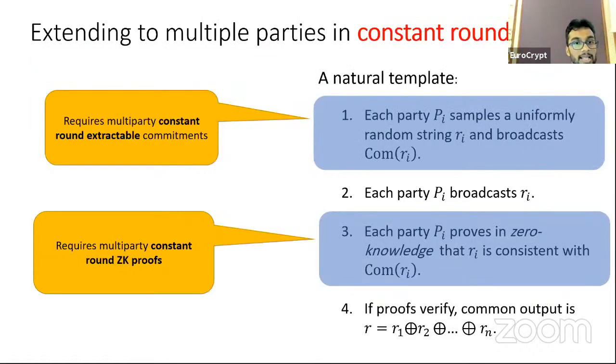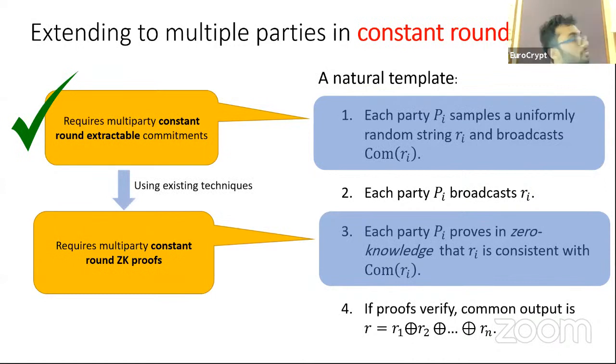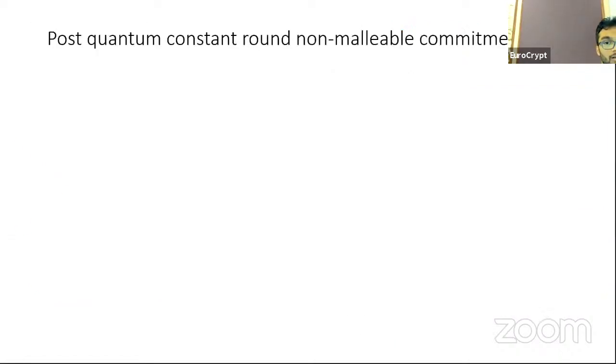Yeah, so this helps us finally construct this constant round multi-party extractable commitment secure against quantum adversaries. And using existing techniques, we can directly use extractable commitments to construct constant round zero knowledge proofs. So we note that just having extractable commitments doesn't solve the entire issue because an adversary might be able to maul an extractable commitment. So what we end up also needing is non-malleable commitments, which are constant round.